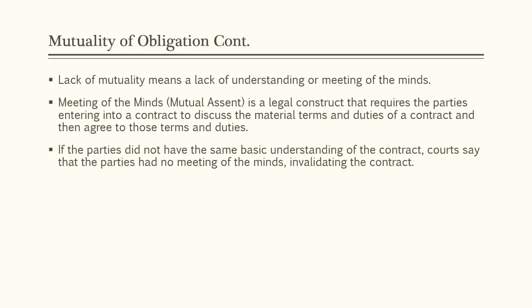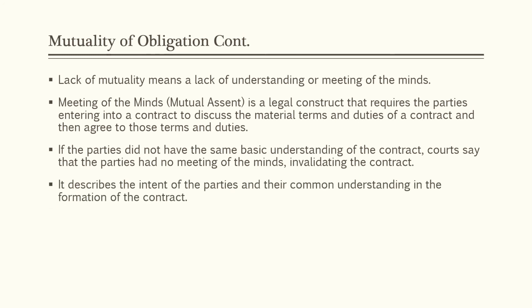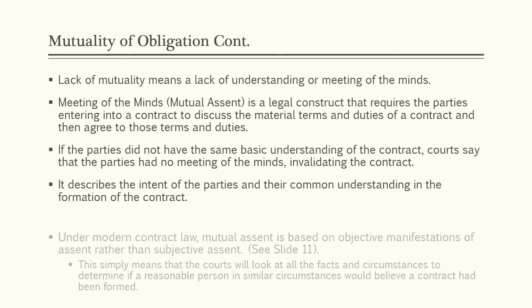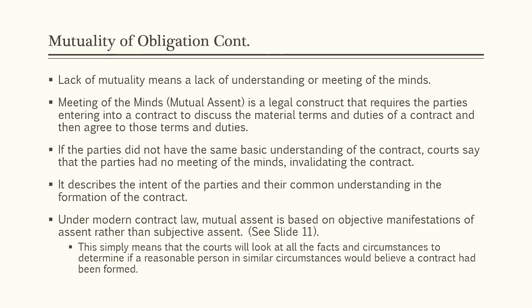If the parties do not have the same basic understanding of the contract, courts say that the parties have no meeting of the minds and that invalidates the contract. It describes the intent of the parties and their common understanding in the formation of the contract. Under modern contract law, mutual assent is based on objective manifestation of assent rather than subjective assent. Go back to slide 11 where we first talk about mutual assent.